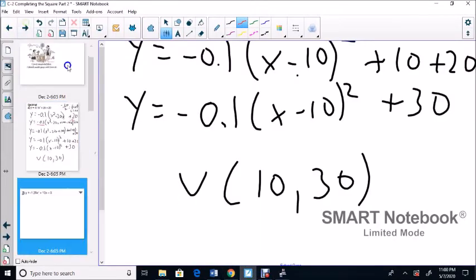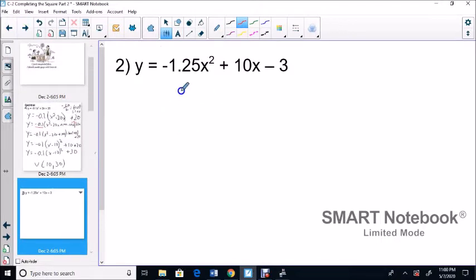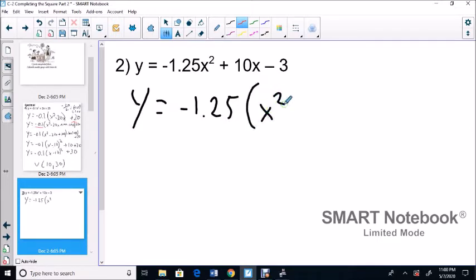Okay, and I want you to try this, so you guys can try before I do. It's again a negative in the front, and I'll follow the exact same steps. Hopefully you paused the video and did it. So here's how I'll do it. You go y equals negative 1.25 x squared something minus 3.